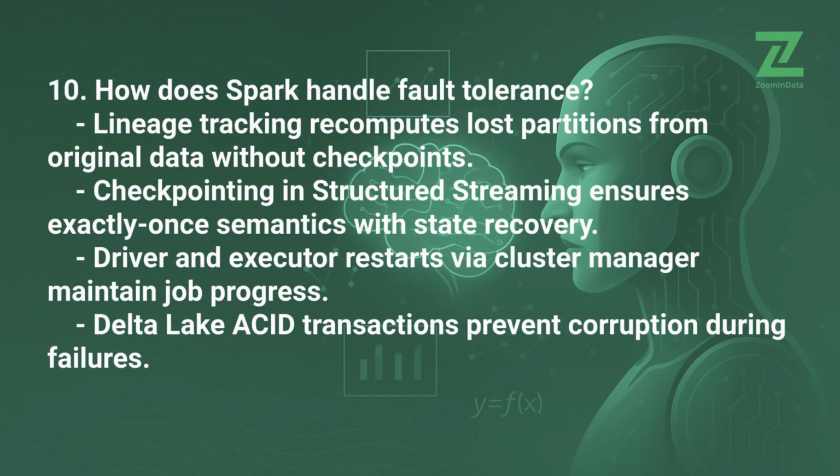10. How does Spark handle fault tolerance? Lineage tracking recomputes lost partitions from original data without checkpoints. Checkpointing in structured streaming ensures exactly once semantics with state recovery. Driver and executor restarts via Cluster Manager maintain job progress. Delta Lake ACID transactions prevent corruption during failures.